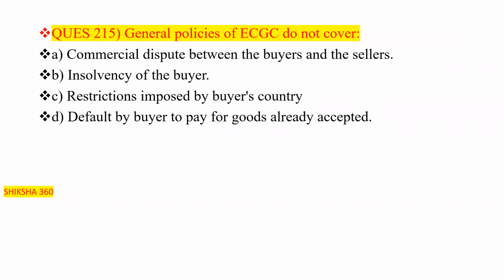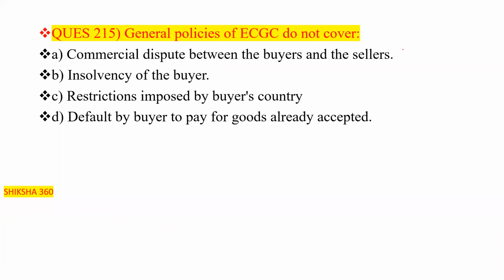Next question. General policies of ECGC do not include: commercial dispute between the buyers and the sellers, insolvency of the buyer, restrictions imposed by the buyer's country, or default by buyer to pay for goods already accepted. So what do the general policies of ECGC not cover?